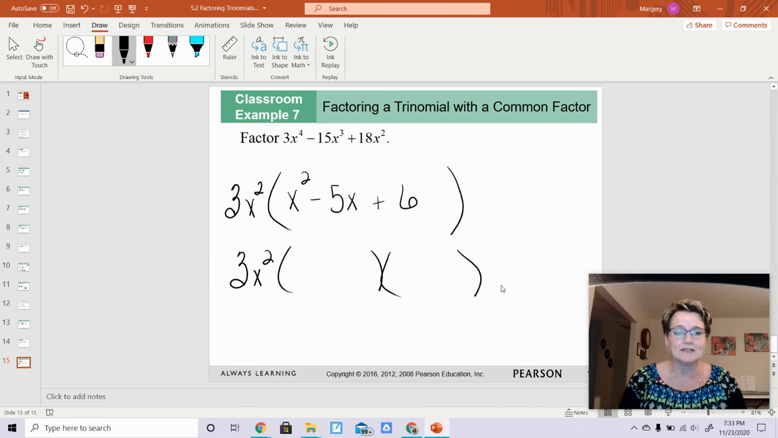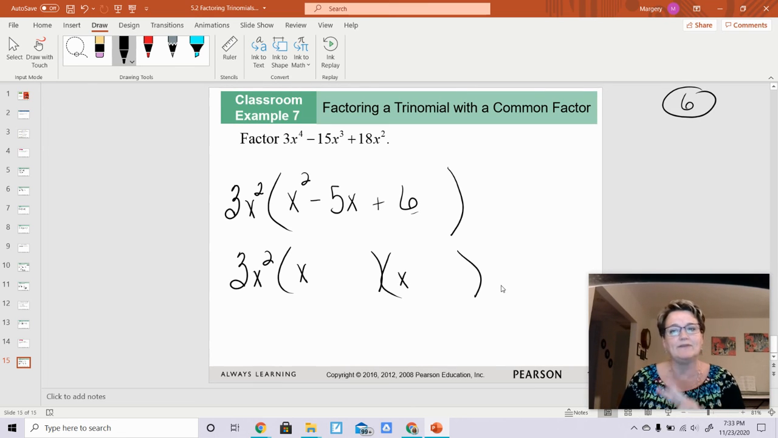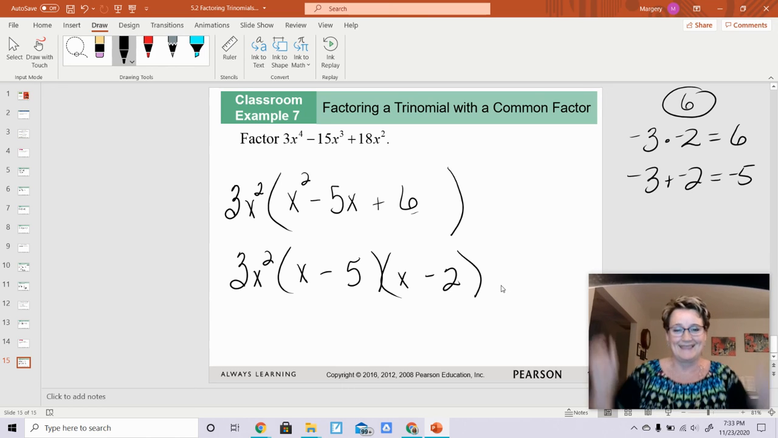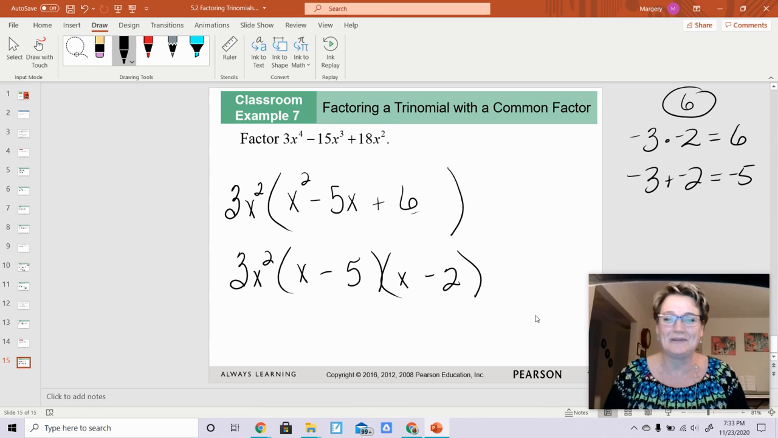The only way to get x squared is x times x. Now, I'm going to look at this 6. I need two numbers that multiply to give you 6, but add to give you negative 5. What about negative 3 times negative 2? That gives you 6. Negative 3 plus negative 2 gives you negative 5. So yeah, it could be factored a little bit more. And that's it. We finished it. We did a little bit of factoring.